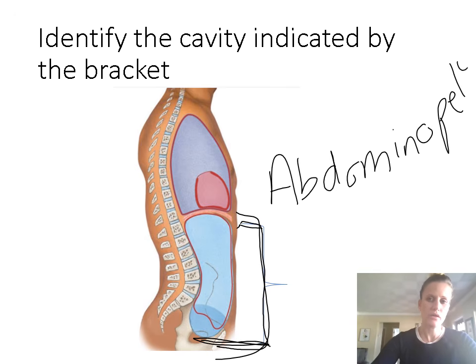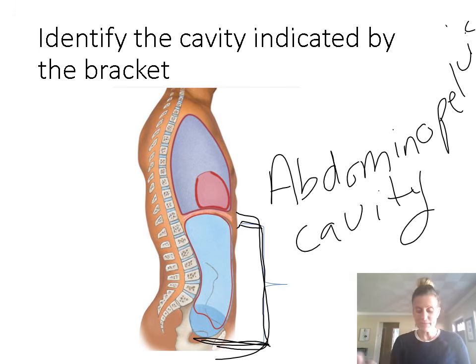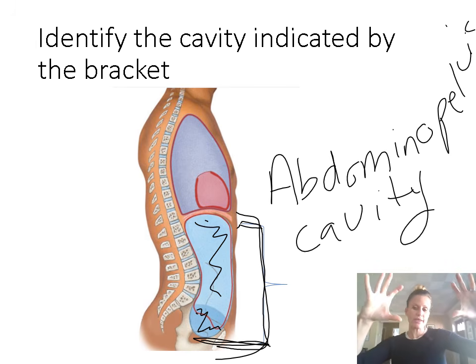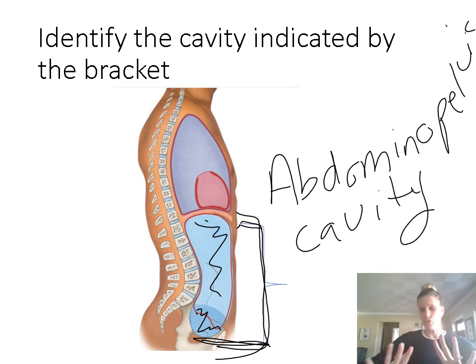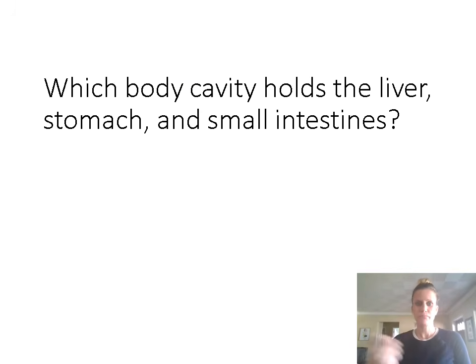That whole area below the diaphragm is the abdominopelvic cavity. Abdominal, that's this light blue part. Pelvic refers to this darker blue part. Abdominopelvic cavity. So thoracic cavity up top, abdominopelvic cavity on the bottom.